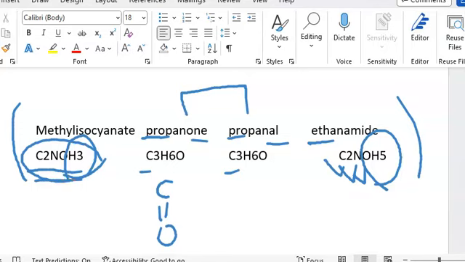Let's go, though, to the reference table so I can show you where to find these three functional groups.